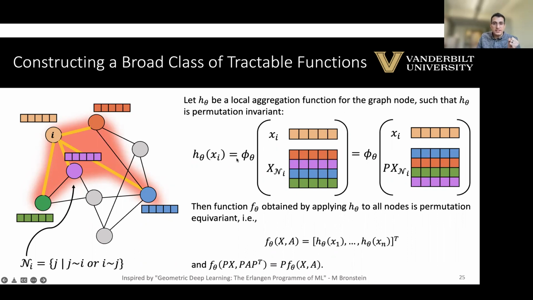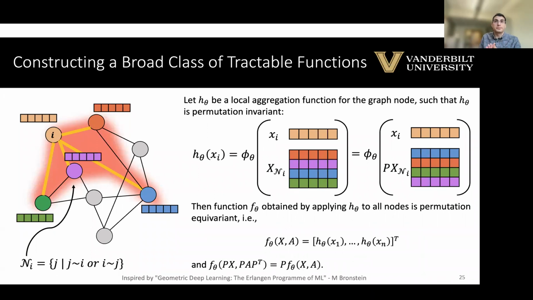Okay, so let's say this h_theta of x_i and x_{N_i} is equal to h_theta of x_i and the permuted version of the neighbor nodes. So if our indices were different and our neighboring nodes were permuted, we would like to get the same output. So we would like this h_theta to be permutation invariant. Then if we apply this h_theta to all our nodes, so h_theta of x_1 through h_theta of x_n, this is going to give us a function f_theta on our entire graph (X, A). And this function is now going to be permutation equivariant. So f_theta of (PX, PAP^T) is going to be equal to P f_theta of (X, A).